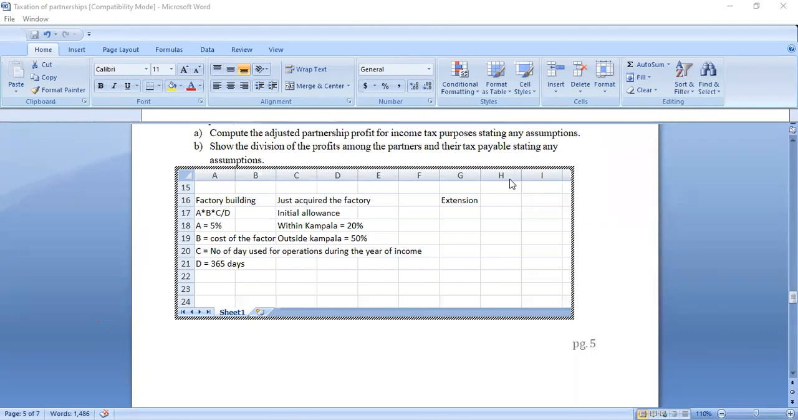Where is the extension of a factory building? It's not part of the question. We're just giving a scenario. Nita, yes, I'm saying if the question says you had a factory of say 50M, and during the year of income you made an extension to the factory. By extension, we mean that you break one side of the factory and expand, to try to increase its capacity.